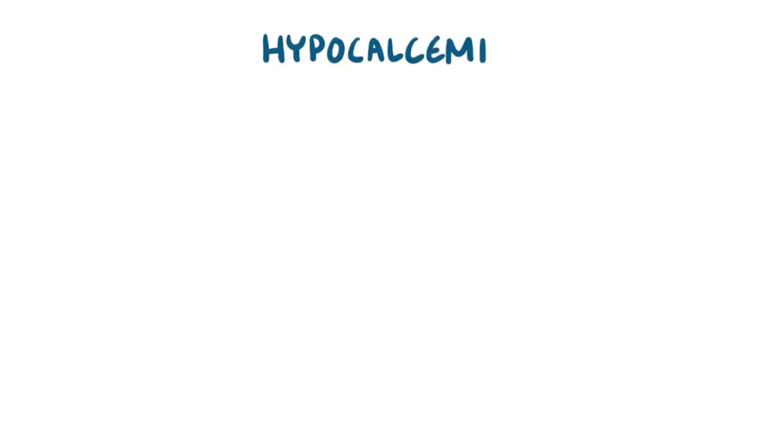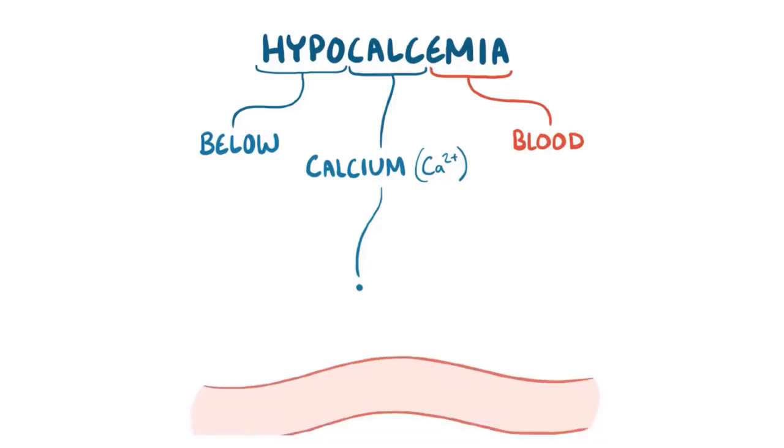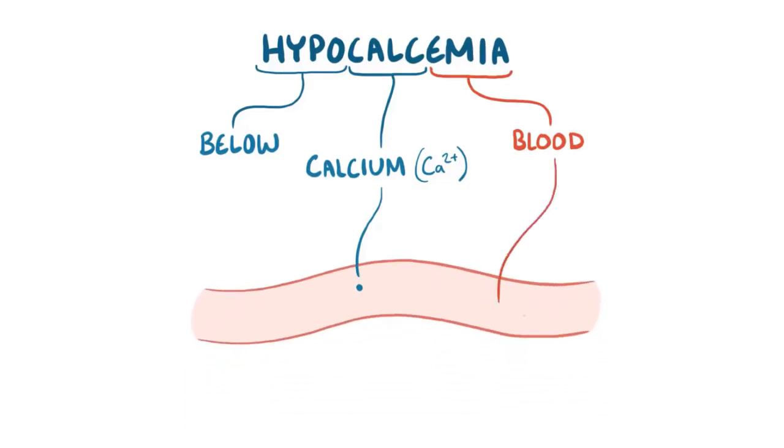With hypocalcemia, hypo means below, calc refers to calcium, and emia refers to the blood. So hypocalcemia means lower than normal calcium levels in the blood, generally less than 8.5 milligrams per deciliter.